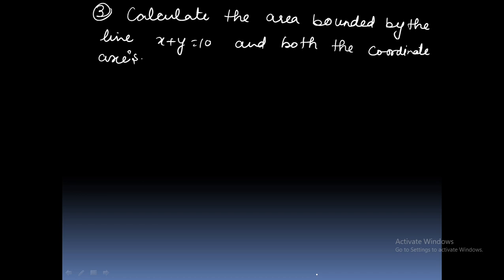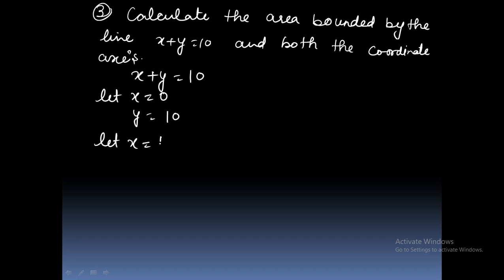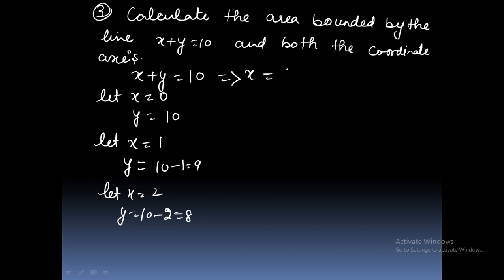Now the next question is: calculate the bounded area by the line 3x plus y is equal to 10 and both the coordinate axes. For solving this question, first of all we write the equation: x plus y is equal to 10. Now let x is equal to 0, then y is equal to 10. Let x is equal to 1, then y is equal to 10 minus 1, that is 9. Then you can take x is equal to 2, y's value is 10 minus 2, that is 8, because we can take this equation like this.